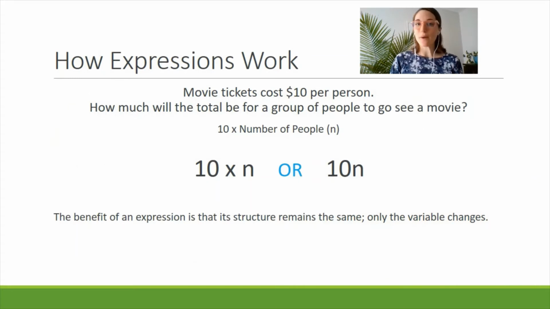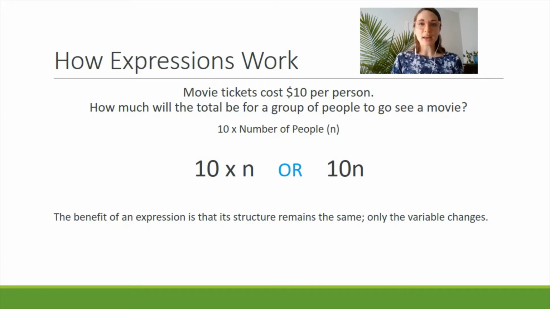Now let's look at how expressions work. Imagine that you're going to the movie theater, and tickets are $10 per person. You need to figure out how much it will be for your whole family to go see a movie. This means that for each person, it will be $10. In other words, we need to get the total number of people and multiply it by 10. The expression for this then is 10 times n, where n stands for the number of people. We could also write this as 10n.